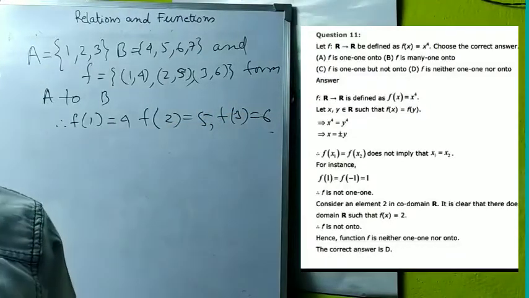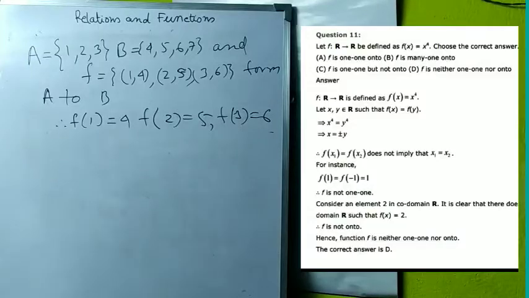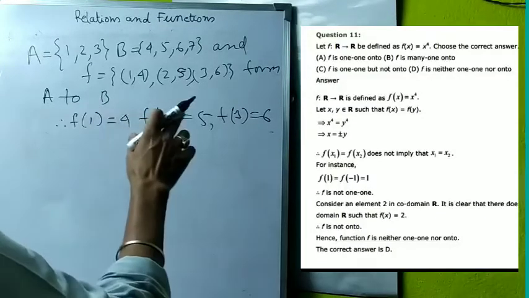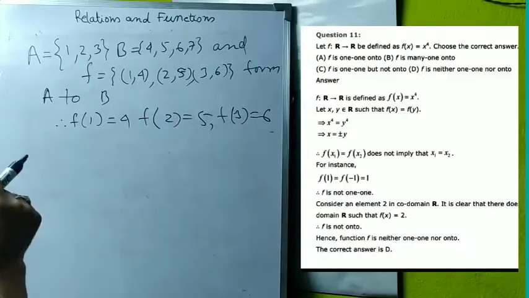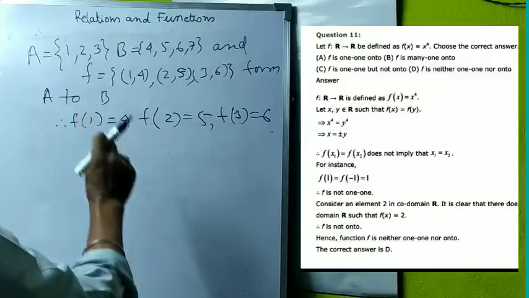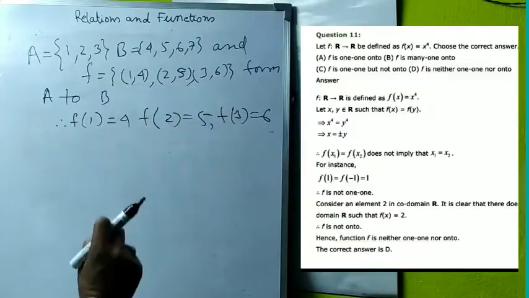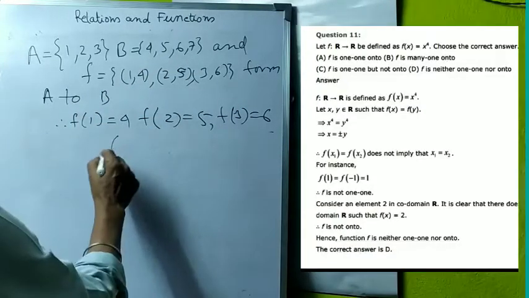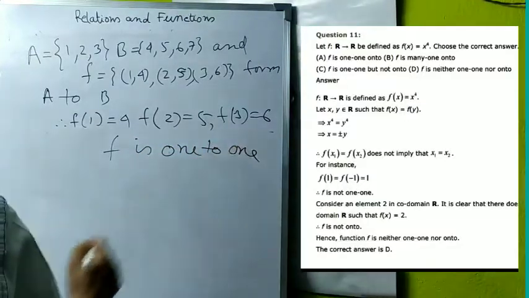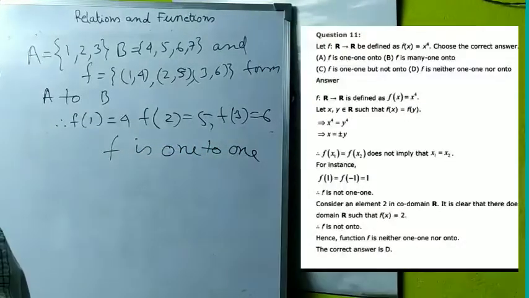So it is seen that the images of distinct elements of A under f are distinct. I am repeating, it is seen in the figure on the board that the images of distinct elements of A under f are distinct. So, the function f is, we can say, 1 to 1. I think it is very much clear.